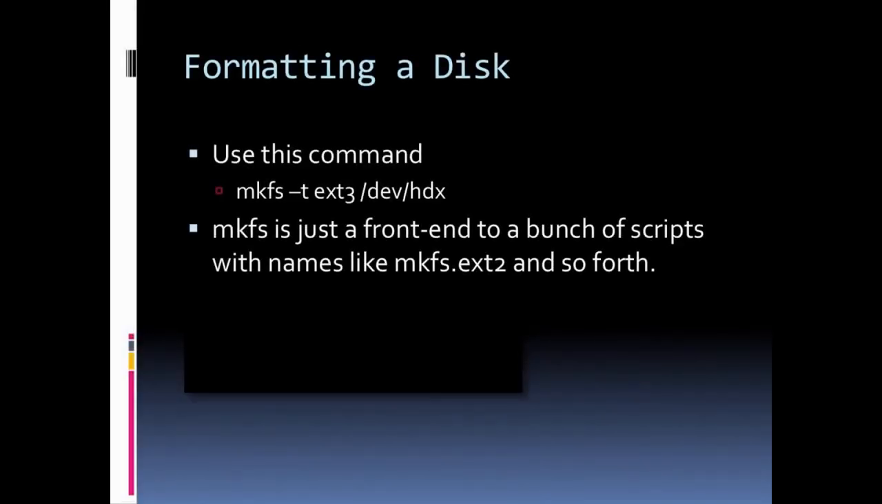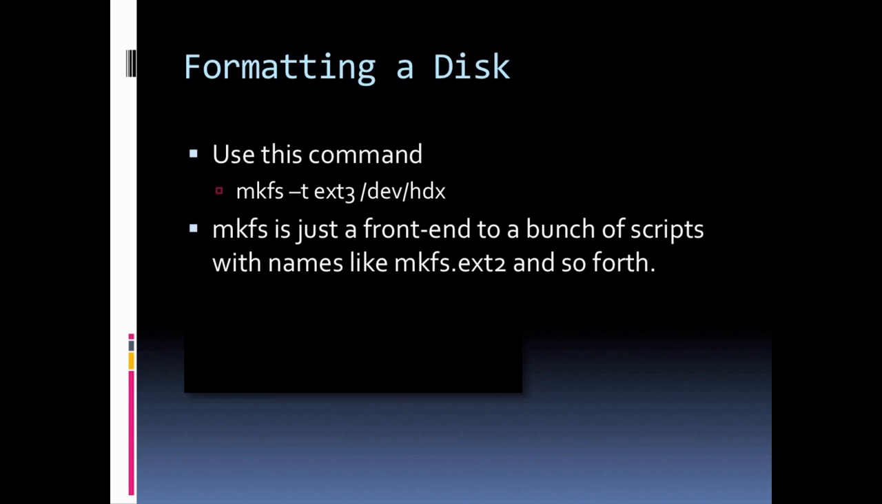So fdisk allows us to partition a drive and get it configured the way we want it at the low level. And once we have a drive partitioned, what we need to do is format the disk to put a file system on there. And the command we use to do this in Linux is called mkfs.